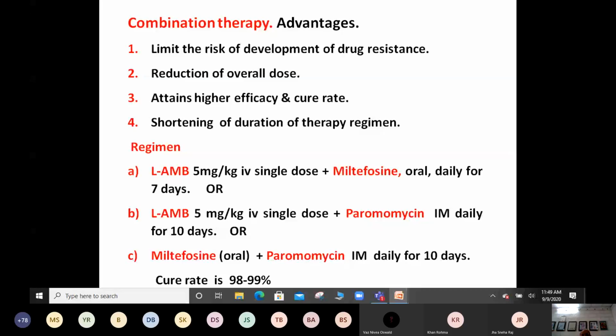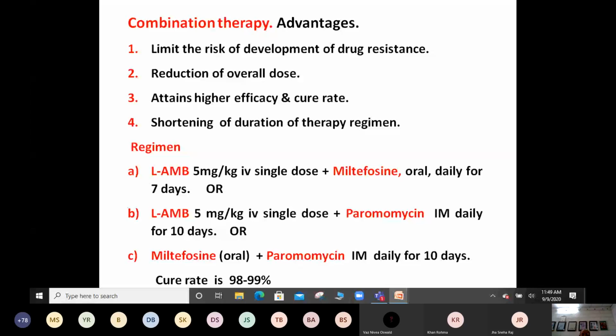The risk of development of resistance is avoided, reduction of overall dose is seen, attains higher efficacy and cure rate, up to 99% of cure rate, and shortens the duration of the therapy: 7 days to 10 days instead of 3 weeks to 4 weeks.